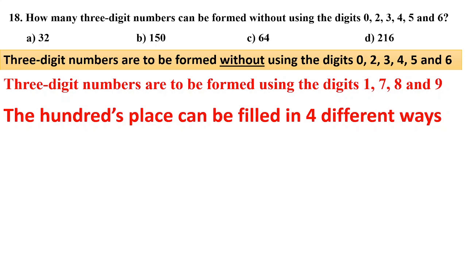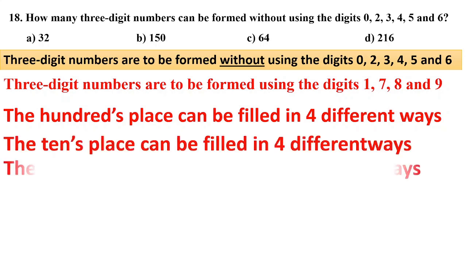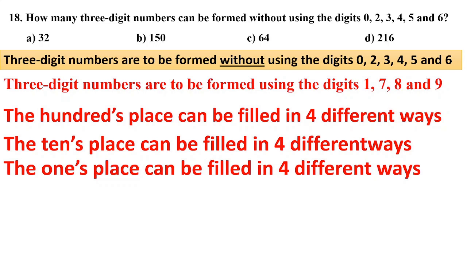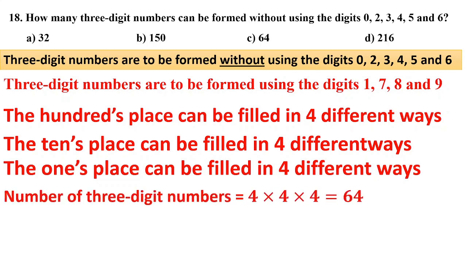There are 4 numbers. The 100th place can be filled in 4 different ways. The 10th place in 4 different ways. The 1's place can be done in 4 different ways. For total ways, by using the fundamental principle of counting, 4 into 4 into 4, 64. Therefore, option is C.